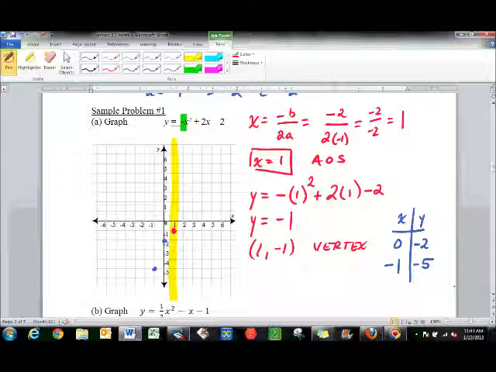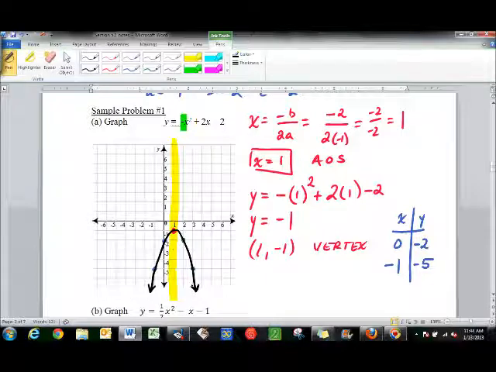So now I just need to plot the points that are symmetrical to this on the opposite side. So that's 1 unit away there. So I'm going to go 1 unit on this side. And this is 2 units away from the axis of symmetry, so I'll go 2 units on this side. And now I have plenty of points to graph my quadratic function. So I'll do the very best I can to create a U-shaped graph.